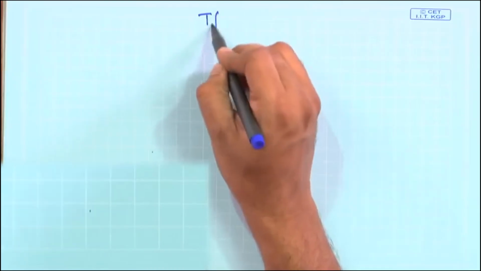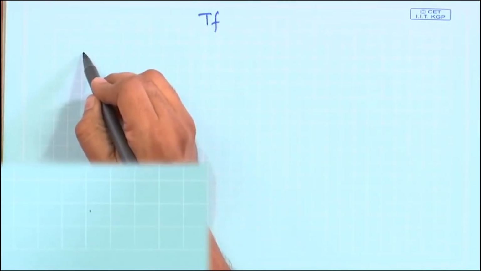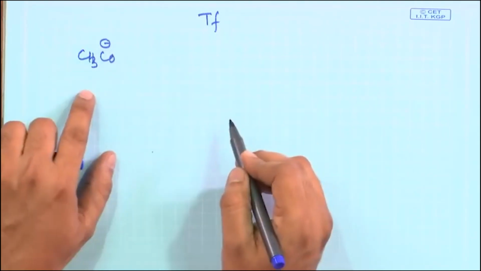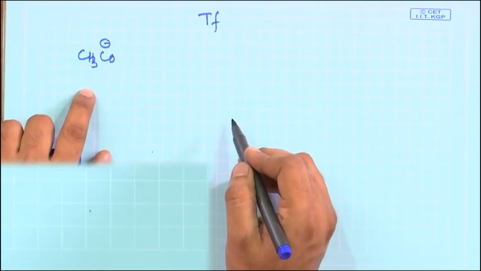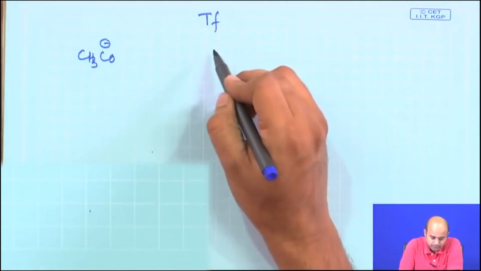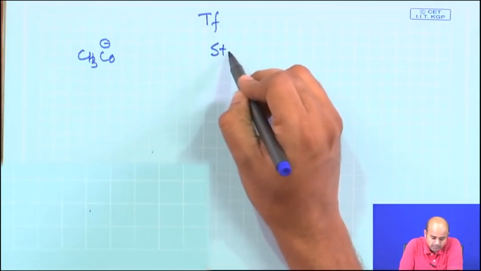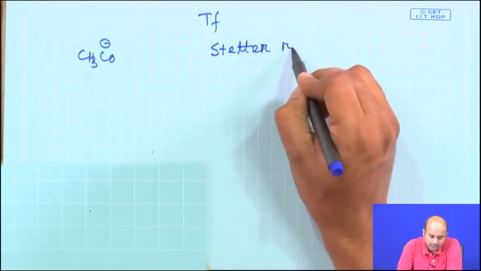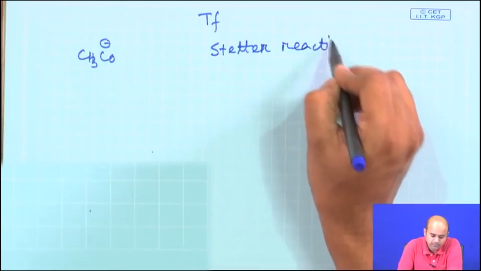tricks or tactics. Sometimes I will ask you whether there is any direct reaction you can think of for doing this transformation, means is there a way you can generate this kind of umpolung species in situ, I mean in the reaction mixture? Answer is yes. There is a single step transformation which is known as the Stetter reaction.